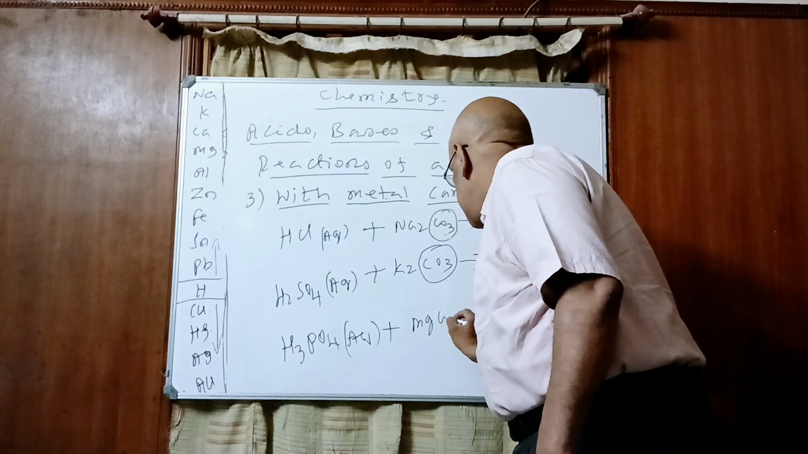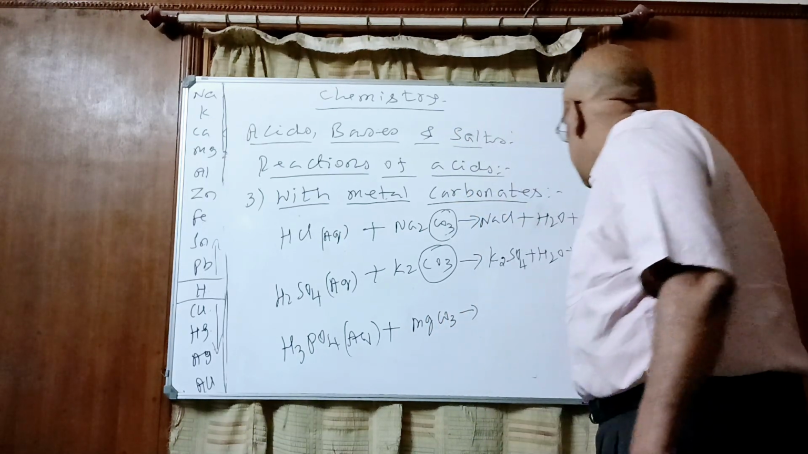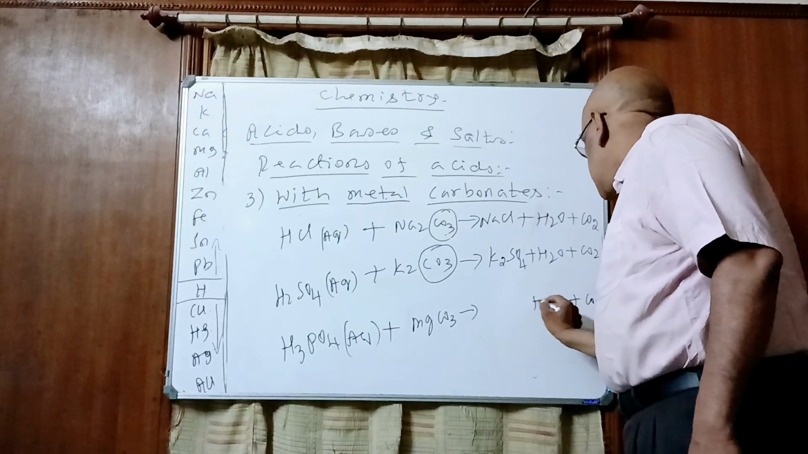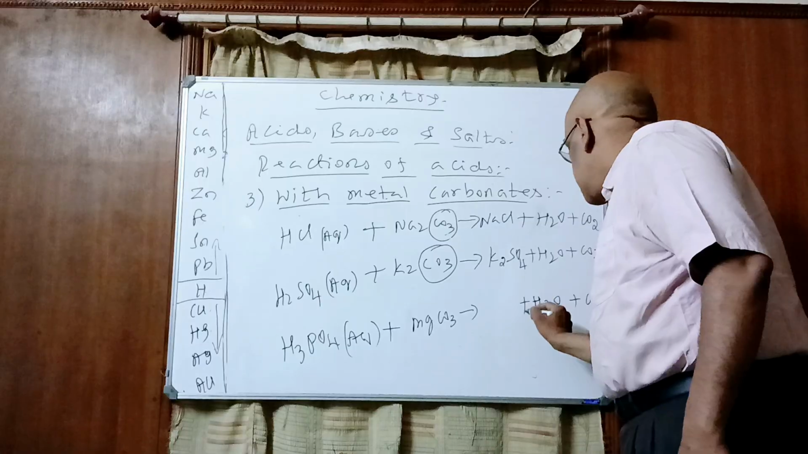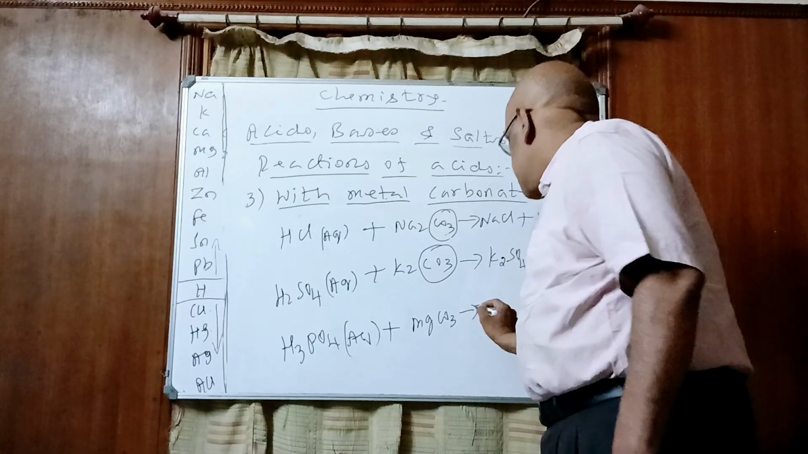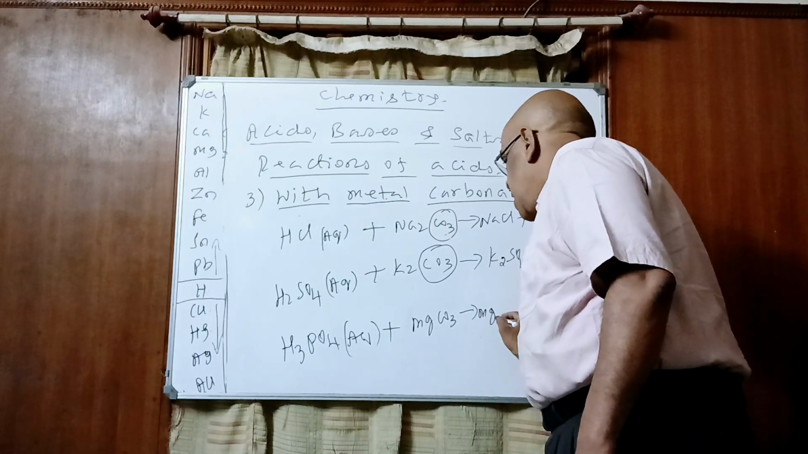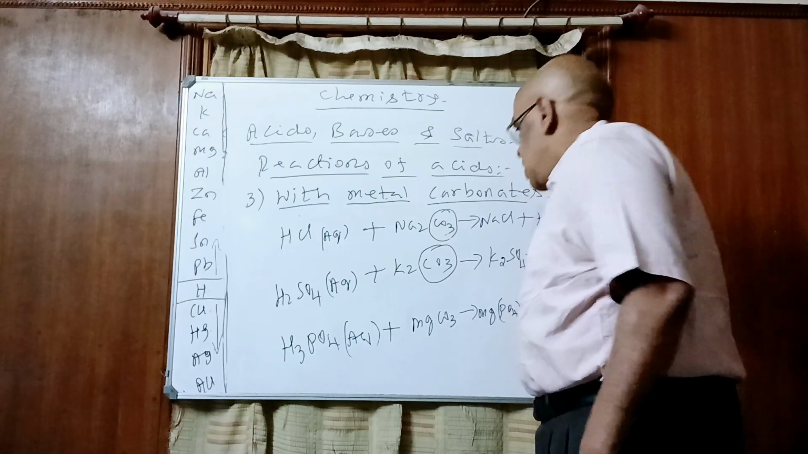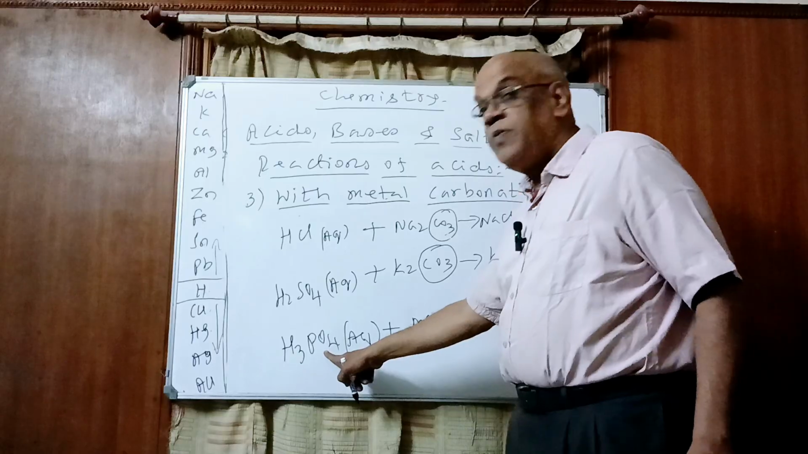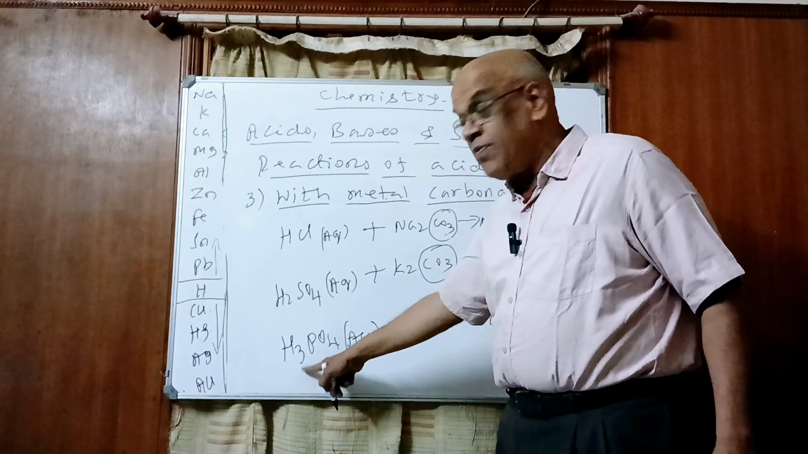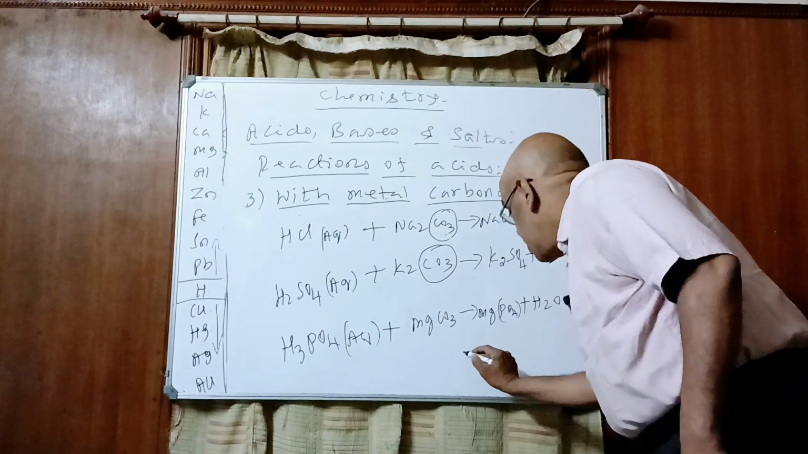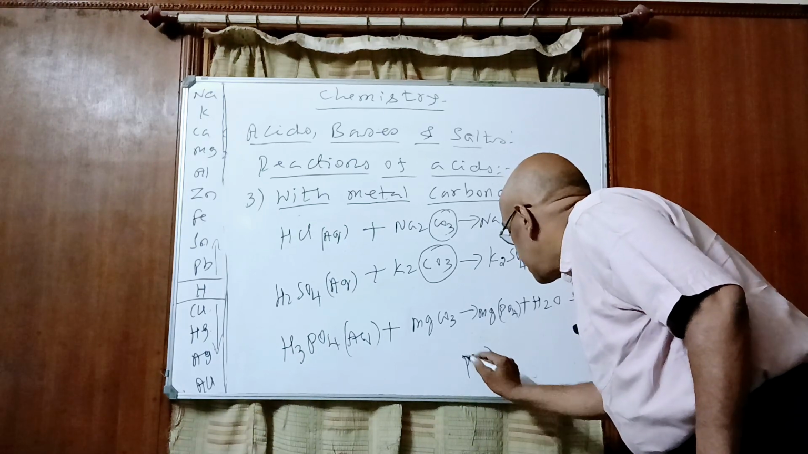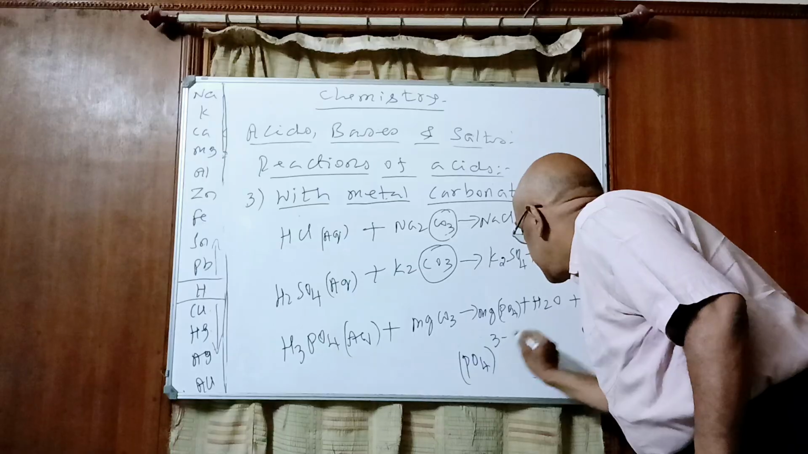Magnesium carbonate. What is the product here, children? Carbon dioxide plus water plus magnesium phosphate, MgPO4. Mg. What is the valence of phosphate ions, children? Here 3 hydrogens combine with phosphate ions. Yes or no? Don't get confused. Phosphate ion has a valence of 3 minus.